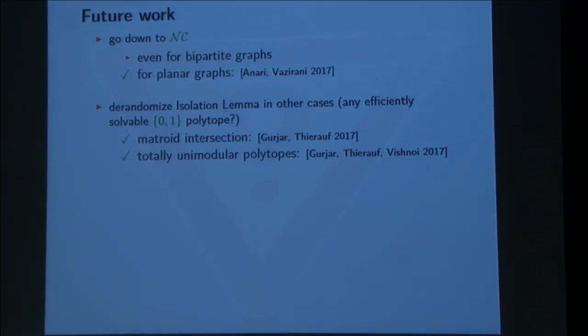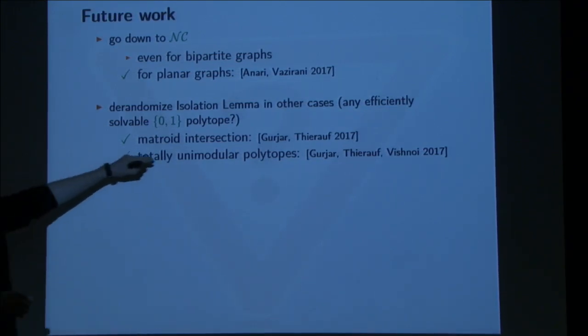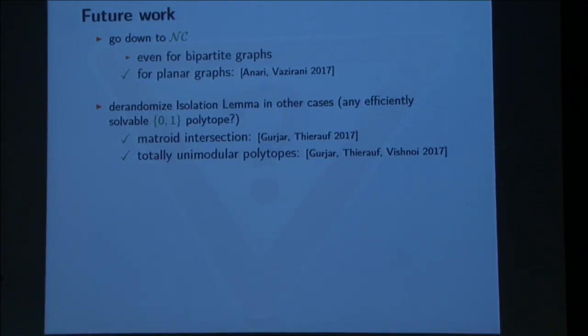So this has been interesting progress. By this viewpoint of the polytope, you can think of what other families of 0-1 polytopes we can isolate. It's been done for matroid intersection and more recently for totally unimodular polytopes by Gurjar and Thierauf. Totally unimodular generalizes, of course, bipartite matching, but there is not one that encapsulates all of them and perfect matching at the moment.